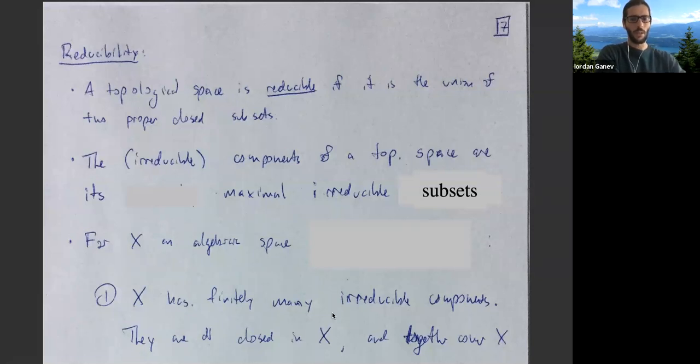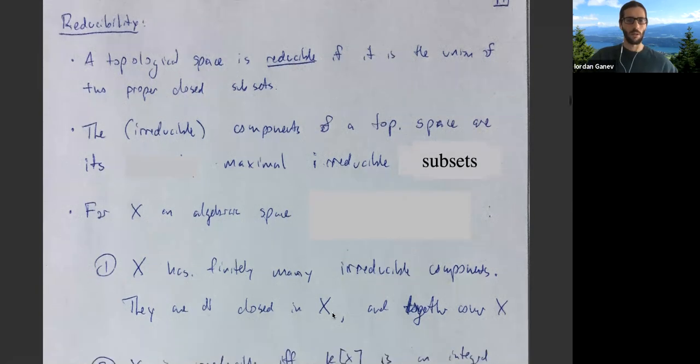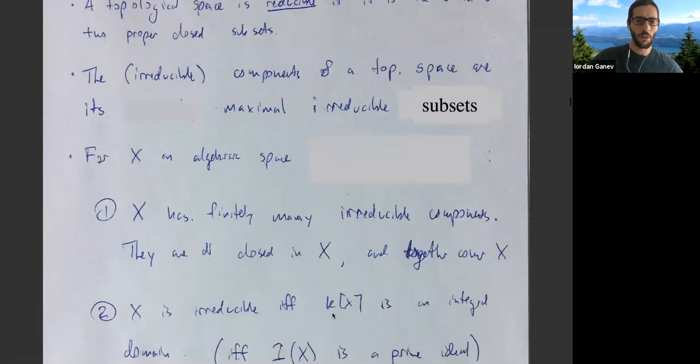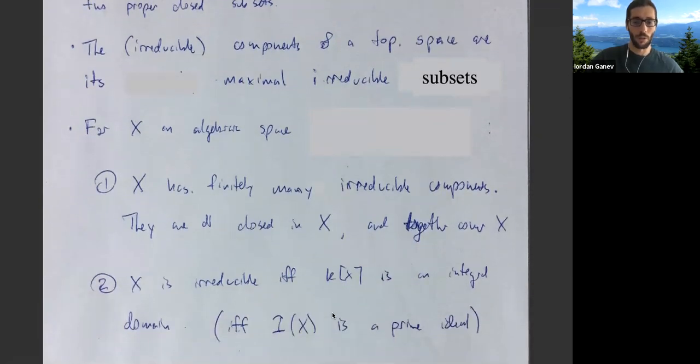Now, if X is an algebraic space, so one of these closed subsets, then we always know that X will have finitely many irreducible components, and they're closed in X, and together they cover X. So this is a nice finiteness assumption. If we want to make some argument about algebraic varieties, not algebraic varieties in general, algebraic spaces, we know that they have finitely many irreducible components, and they're all closed. So this is a nice thing to have.